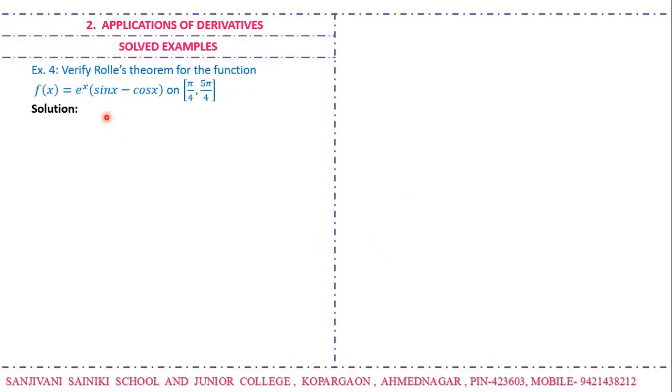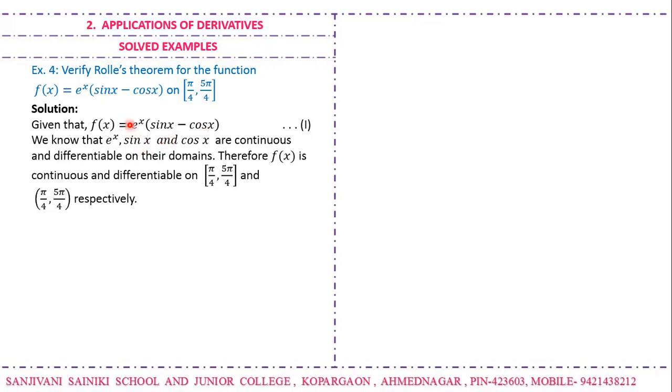Now this is the fourth example. Verify Rolle's theorem for the function. This is the given function and we have to verify Rolle's theorem. Take f of x as the given function. So now here e raised to x is continuous and differentiable everywhere.